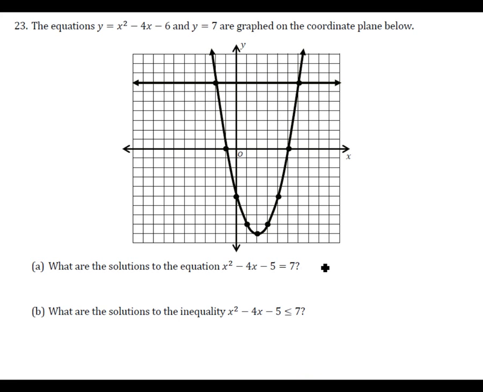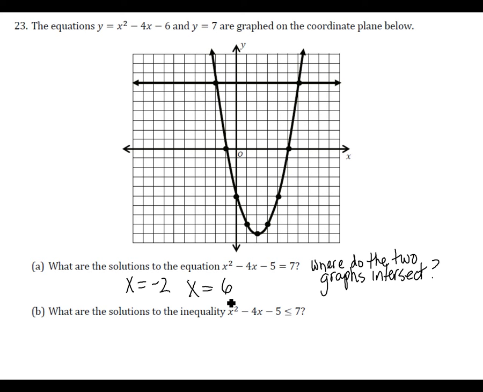So, where do the two graphs intersect? As you can see, they intersect at -2. So x equals -2 is the solution. And they also intersect here, and they intersect at 1, 2, 3, 4, 5, 6. X is +6. Okay, so just 2 answers for this.